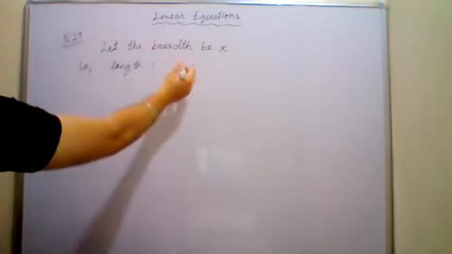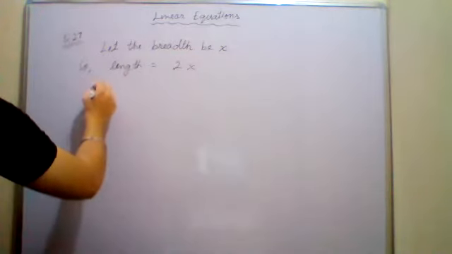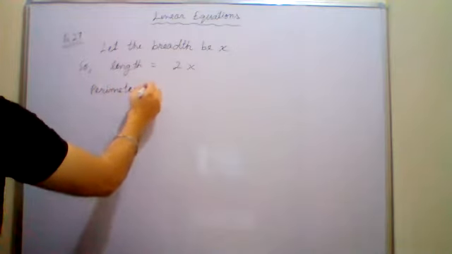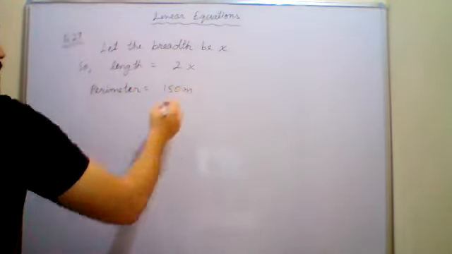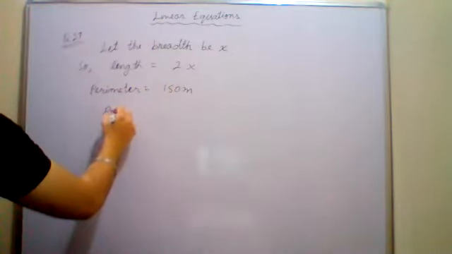Length is twice of the breadth, so it will be 2x. The perimeter of the rectangle is given. First of all, let us write the formula of perimeter. The perimeter is given 150 meters.